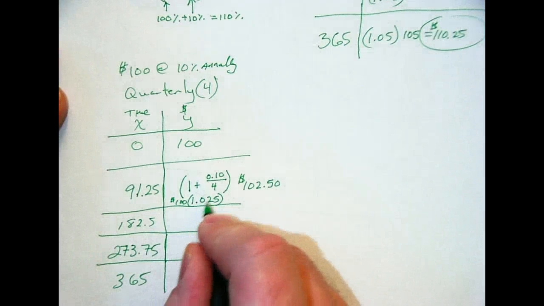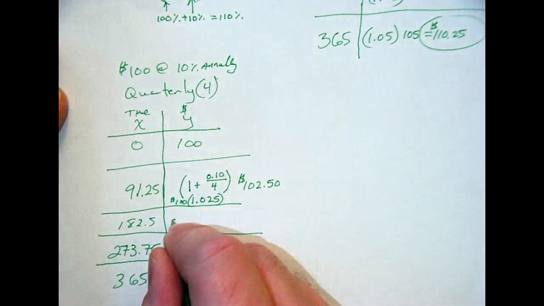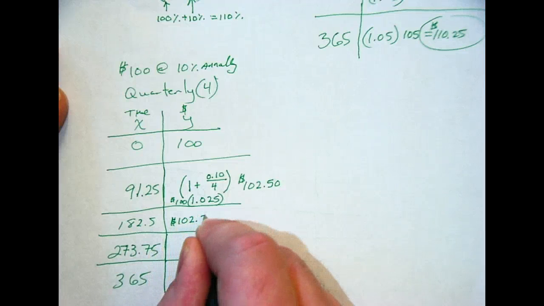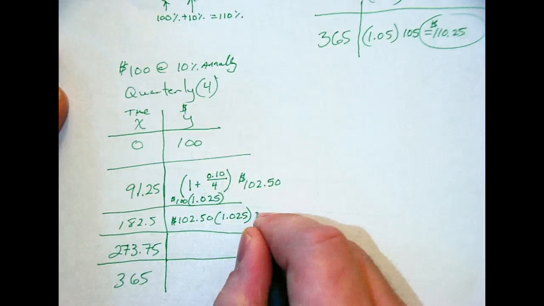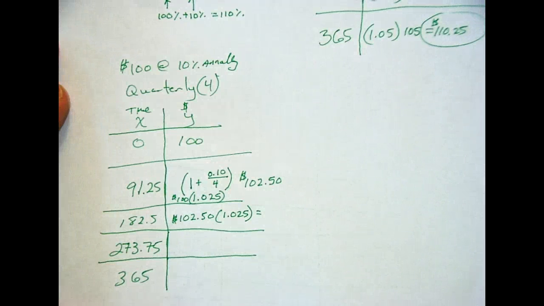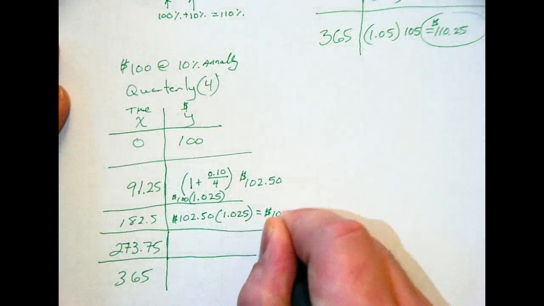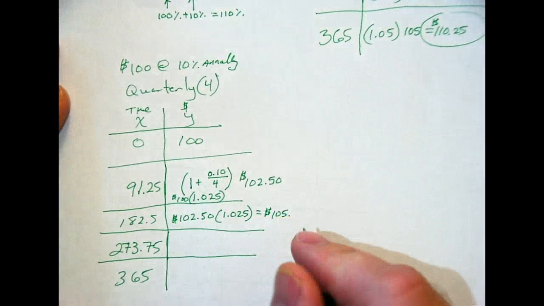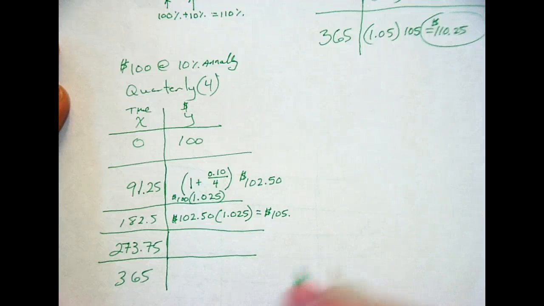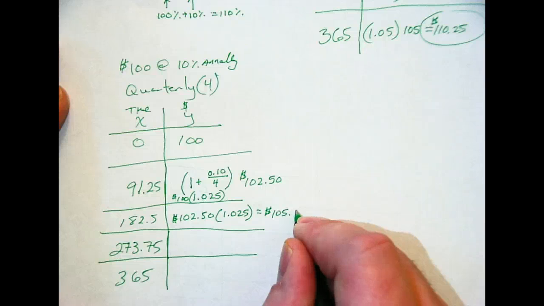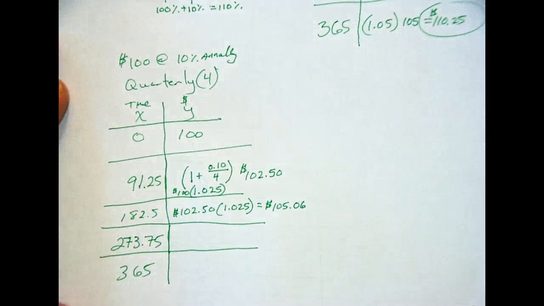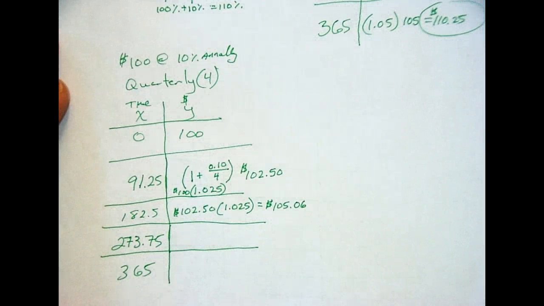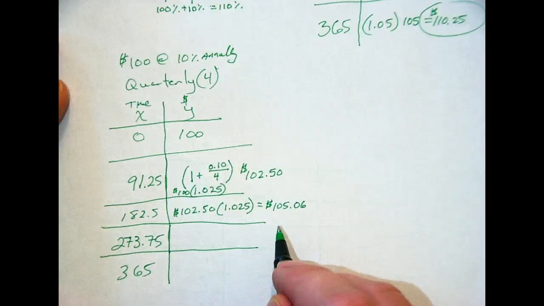Next one, I'm going to use my same rate, but I'm using $102.50 now, multiplying it by 1.025 to get. Anyone got that one? $105.06. It was like 0.625, so it'd be 6 cents and a quarter of a cent.